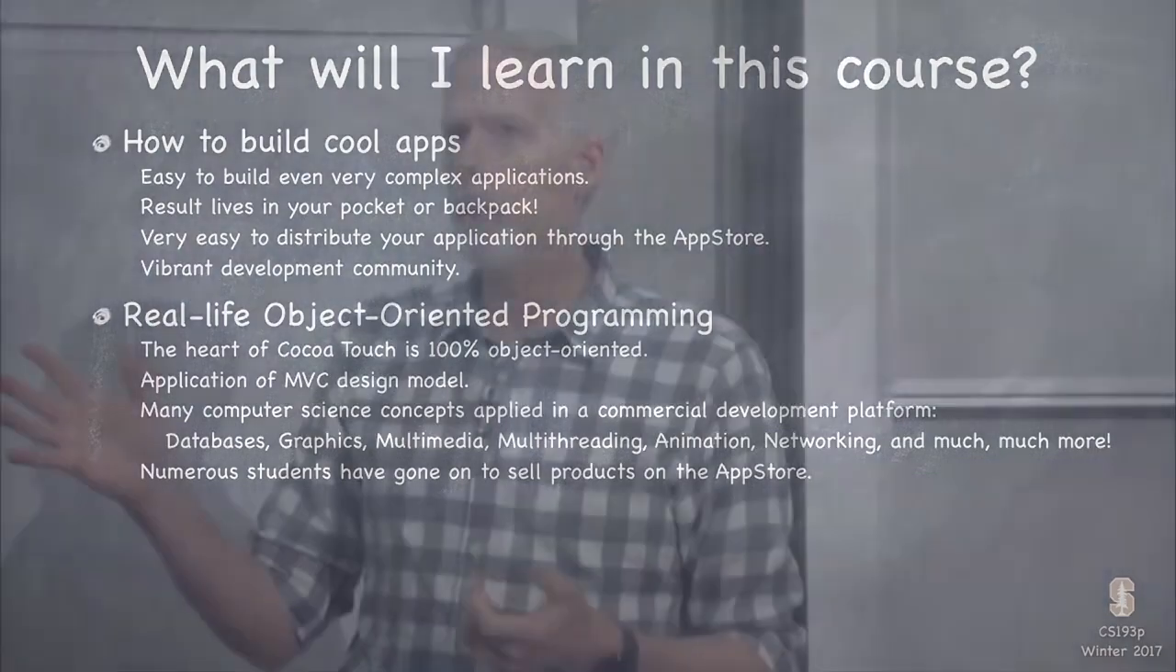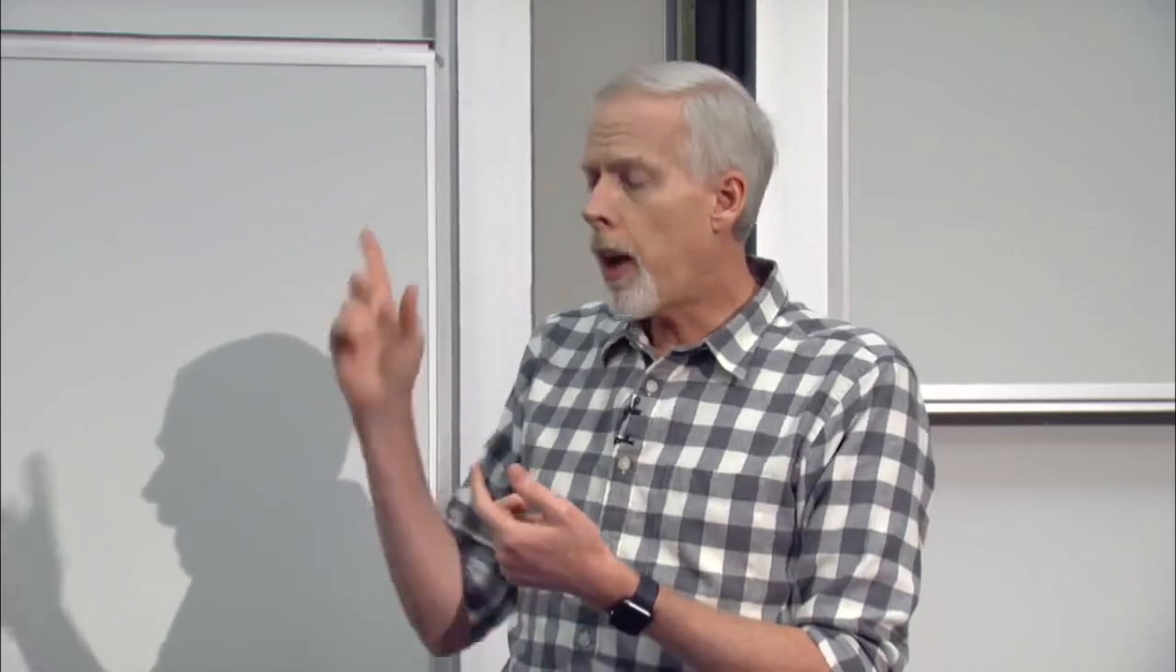For those of you in computer science, there's also this huge benefit. You're going to get to see a real-life object-oriented programming system. And not just object-oriented programming, but we're going to use databases in this class, and graphics, and multimedia, multi-threading, animation, networking, all these things. And you're going to see it in a real-world environment. You take a lot of classes on all these subjects, and sometimes you get maybe a little disconnected from what this is like in the real world. Well, you're going to get to see it all in action here.